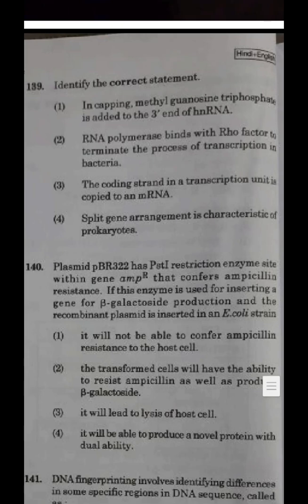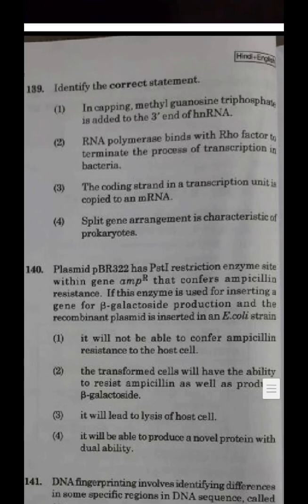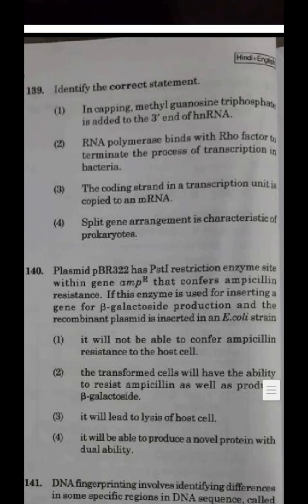So let's come to the fourth statement, that split gene arrangement is a characteristic of prokaryotes. We know that prokaryotes do not have any exon and intron. In case of eukaryotes, the gene is split and it contains exons and introns in this manner. So that is why the split gene concept is restricted to eukaryotes and it is absent in prokaryotes.